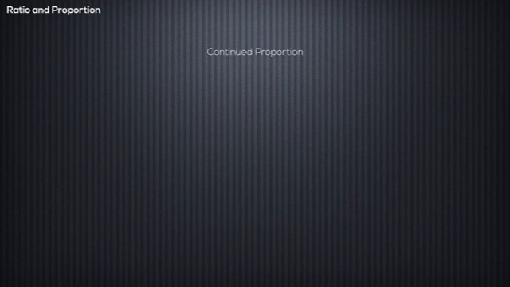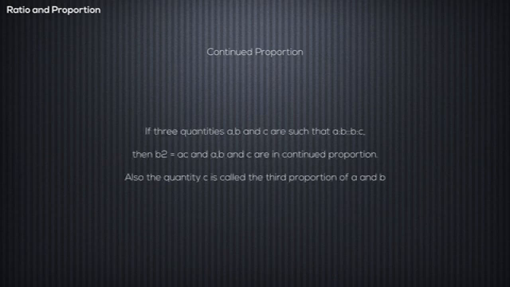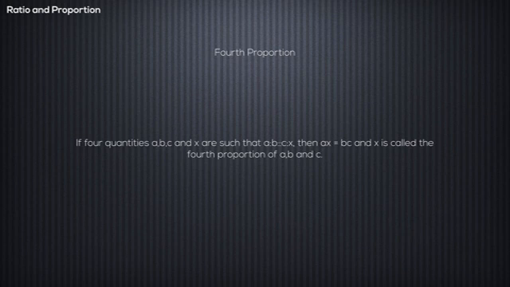Continued proportion. If three quantities A, B and C are such that A is to B as B is to C, then B square equals AC and A, B and C are in continued proportion. Also, the quantity C is called the third proportion of A and B. Fourth proportion. If four quantities A, B, C and X are such that A is to B as C is to X, then AX is equal to BC and X is called the fourth proportion of A, B and C.